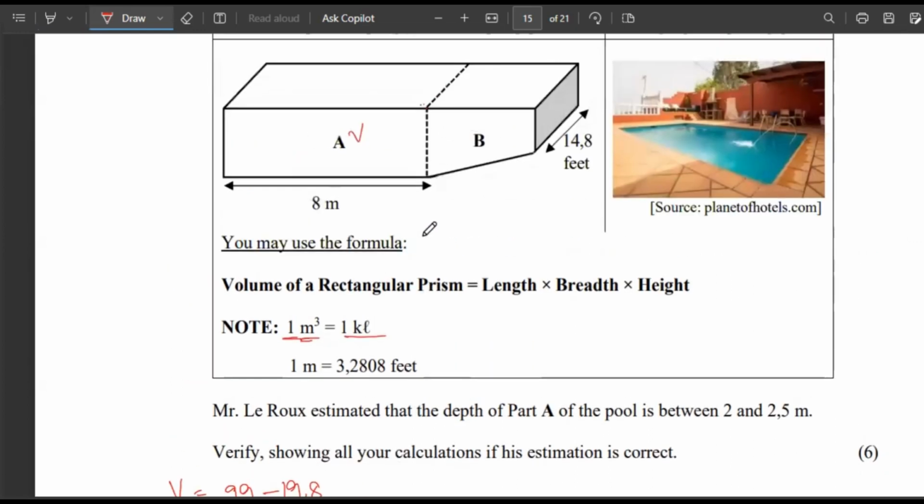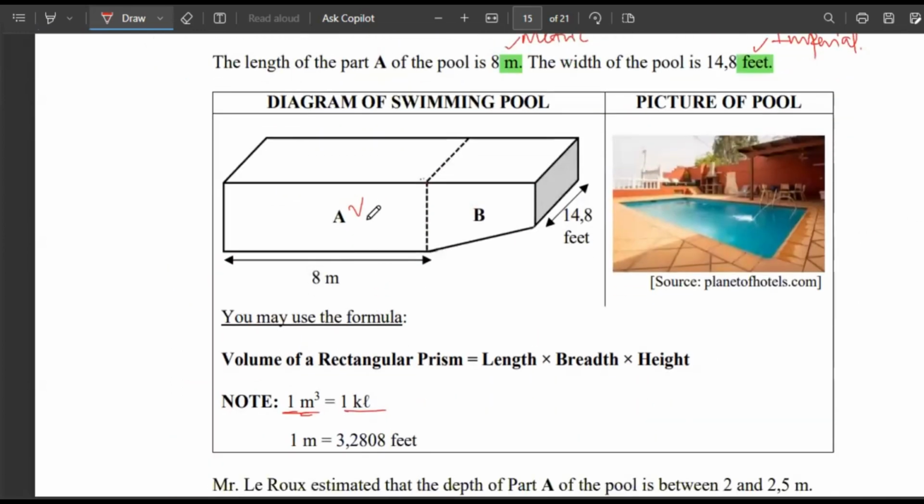Now, when you look at the volume of A, it takes the shape of a rectangular prism. Since the height is missing, what's missing? It's the distance from here to here. This distance, the depth, is the same as this, and also the same as that other side. The depth is missing. In other words, it's going to represent the height. So we already have the volume. The length is 8 meters. The breadth is 14.8, but these are feet. They have to change to meters.